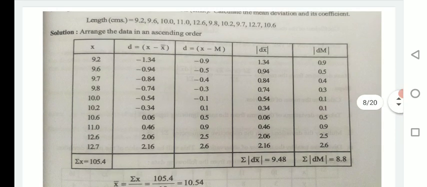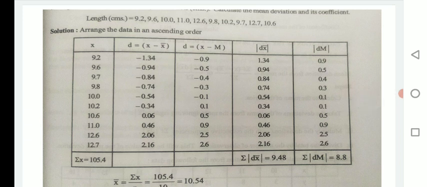Similarly, the next problem is given. In that it is mentioned that the data recorded on the length of carrots, expressed in centimeters, is given. Calculate the mean deviation and its coefficient. So here another method is used. The first step you have to do is arrange the data in ascending order.